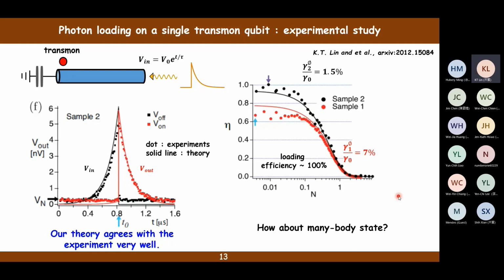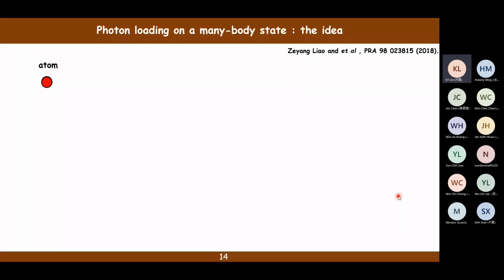Well, now we know we can have 100% loading efficiency. Then the next step is to ask how to prepare many-body states. Can we prepare them by using the same idea, the time-reversed photon? The answer was given in 2018 by Leo's group. Now I will show you the idea they proposed in their paper. Suppose we have an atom here, and it is in the excited state. When it undergoes spontaneous emission, we can calculate its emission spectrum.